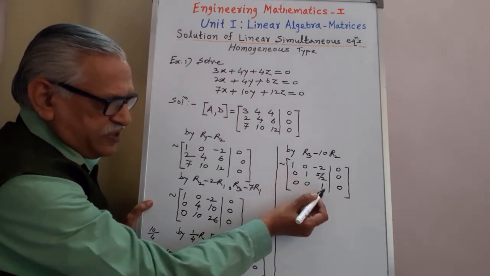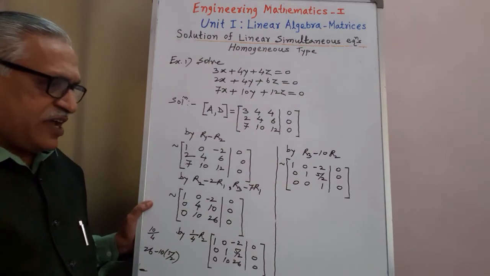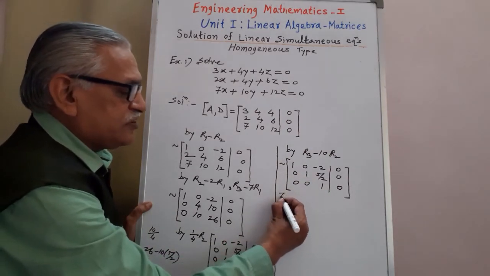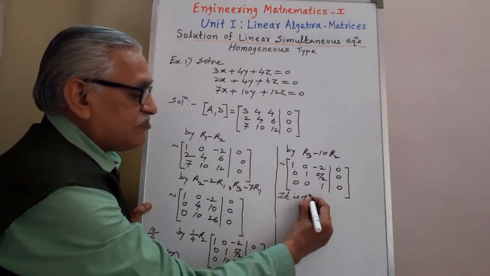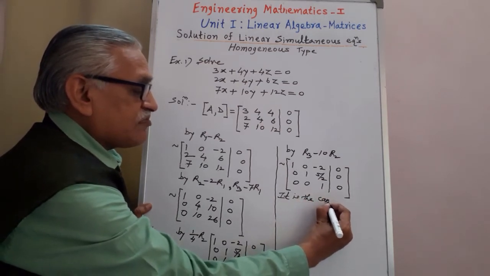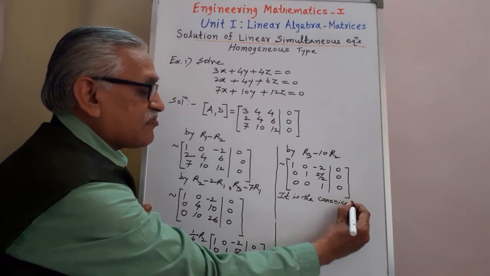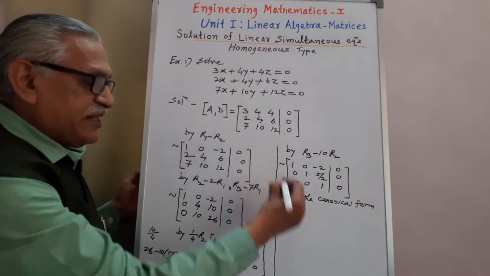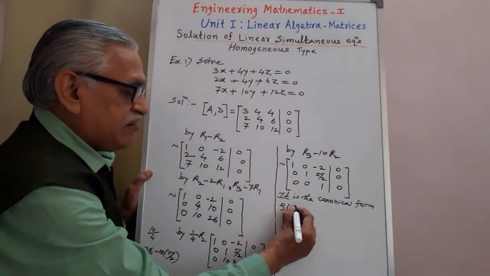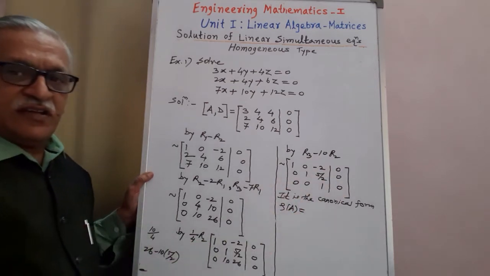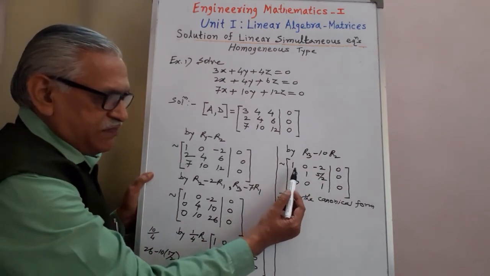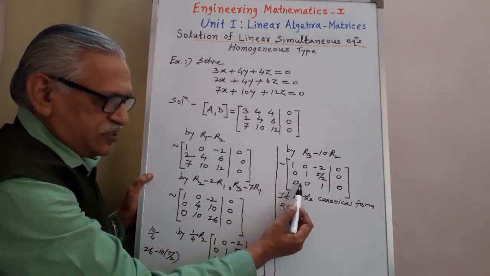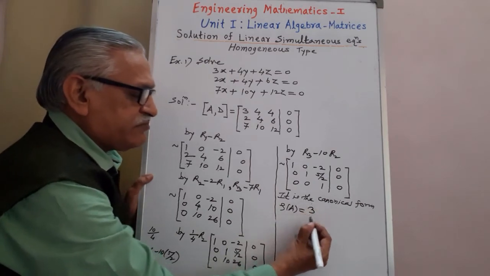Here I have converted all the principal diagonal elements to 1 each, all non-zero, and lower diagonal elements are 0. Therefore, this is the canonical form. And after getting canonical form, we determine the rank of A. This matrix is A matrix. Try to get the rank of that matrix by observing the number of non-zero rows. First row is non-zero, second is also non-zero, third is also non-zero row. Therefore, rank of that matrix is 3.